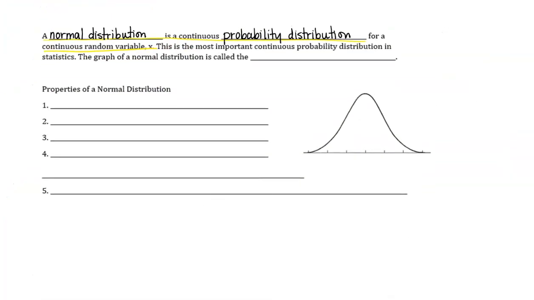The graph of the normal distribution, that same curve that I outlined in red, the same curve that we see down here, is called the normal curve. And now we're going to talk about some of the properties of a normal distribution. The first property is that the mean, median, and mode are always equal. The second property is that the normal curve is bell-shaped and it is symmetric about the mean.